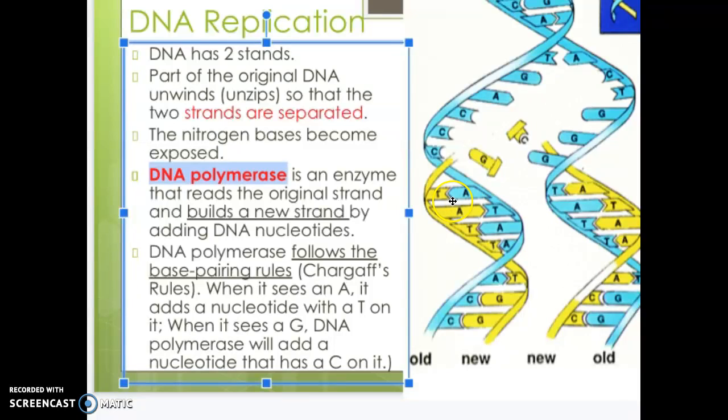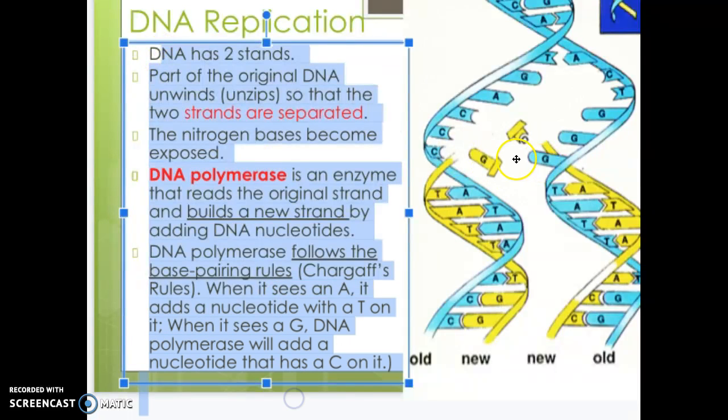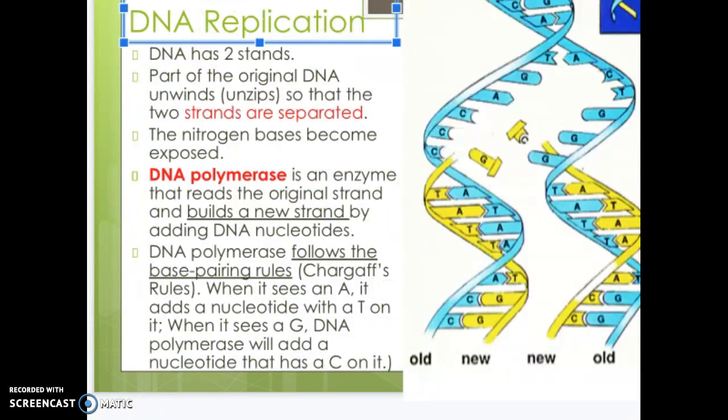They're following Chargaff's rules. T pairs with A pairs with T. The same rules apply here. And towards the end, you're going to end up with two new DNAs, with one strand being new and one strand being old. Okay, and so this is how DNA replication works. And if you didn't catch that, it's here in writing. You just have to look at the picture and try to match it with what it's saying.